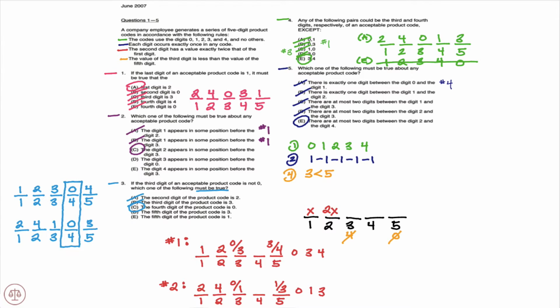E. There are at most 2 digits between the 2 and the 4. And if you notice in scenario 1, where 2 is second, the latest we could have 4 is fifth, and that is exactly 2 spaces in between. So at most 2 in that scenario. Whereas in scenario 1, there is no space between 2 and 4. So you notice there is at most 2 digits between 2 and 4. So E must be true, and E would be the correct answer.